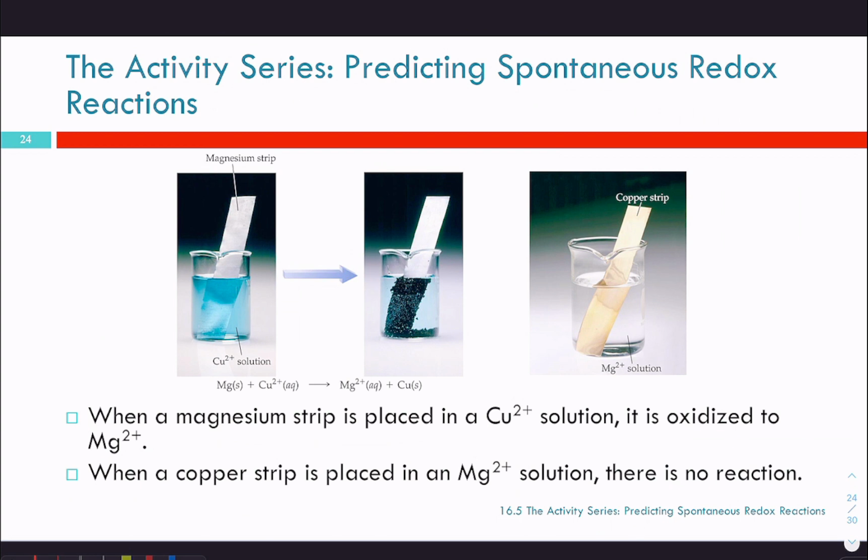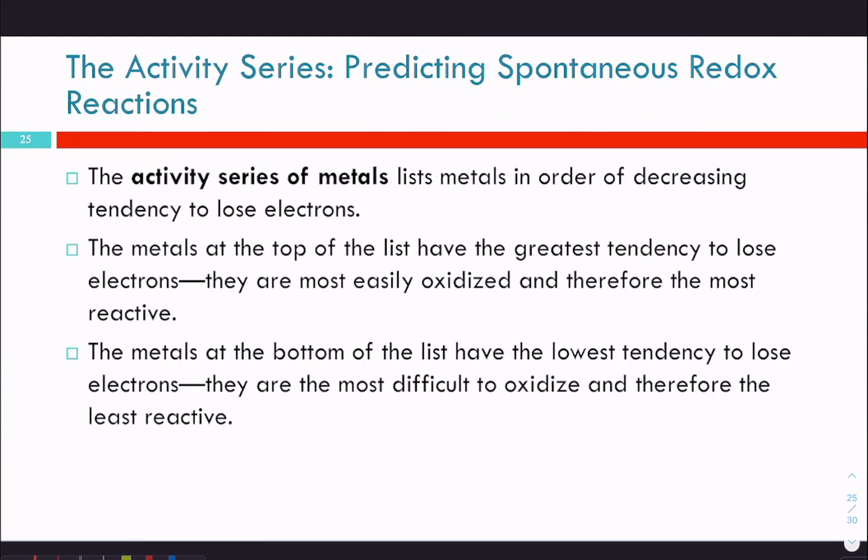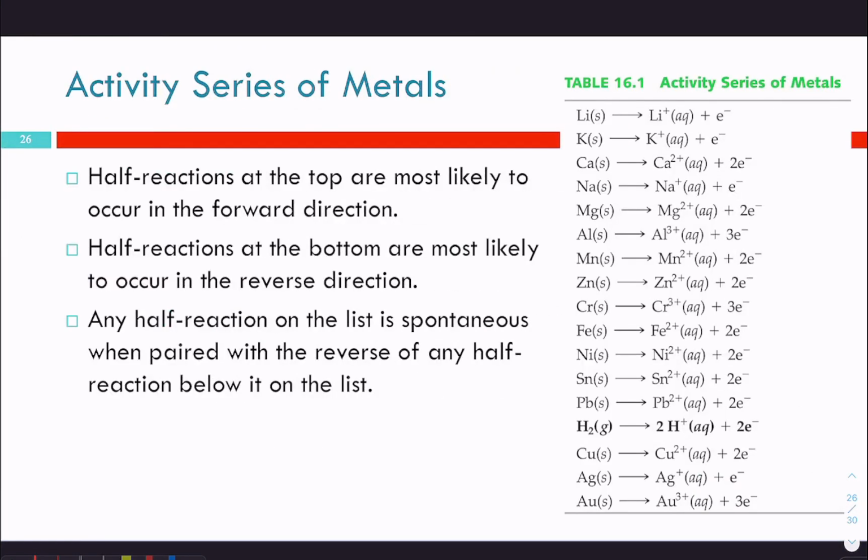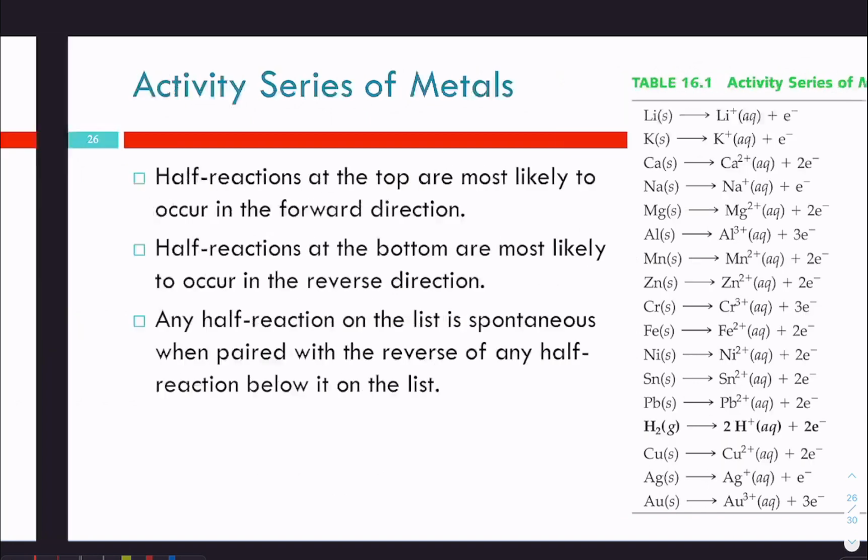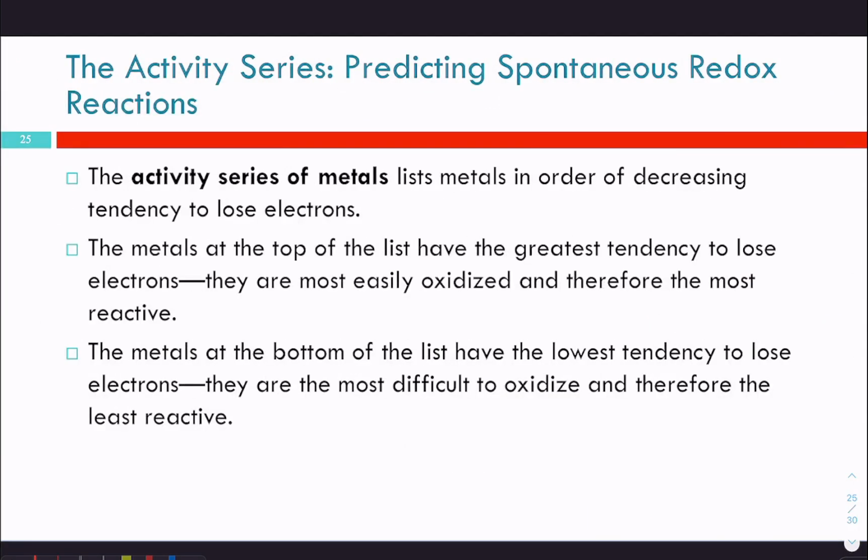You can think about this activity series as a tier list of metals, and which metal is going to beat another metal in a fight and steal its electrons. So this activity series is a tier list of which metals have the greatest tendency to lose electrons. It's kind of like an upside-down tier list. They're the ones that are the weakest, so they will give up their electrons the most easily. Metals at the bottom of the list have the lowest tendency to lose their electrons, so they lose the fewest fights.